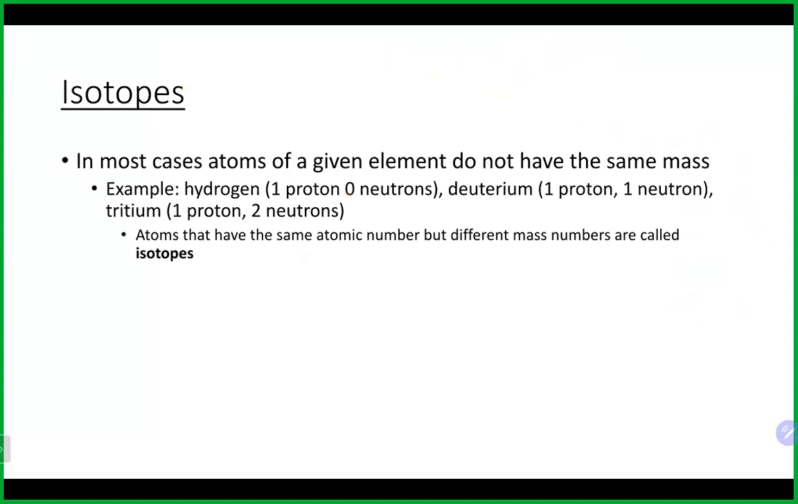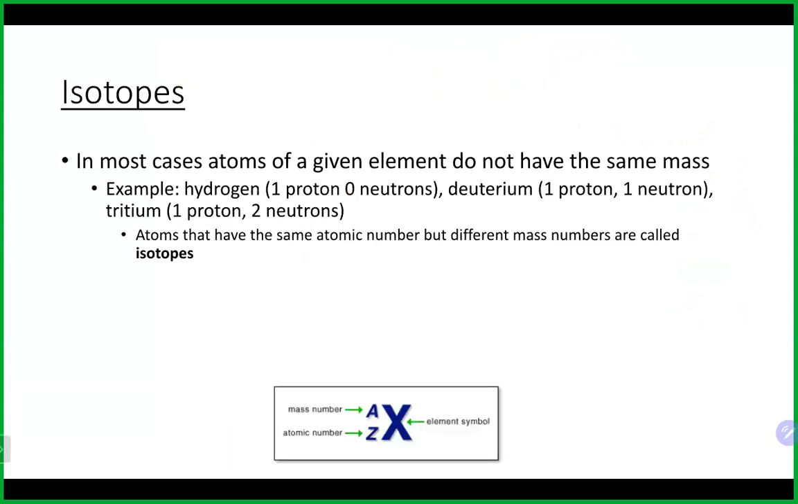All right. Now, in most cases, and one of the things that we saw, atoms of a given element do not have the same mass, and that is what isotopes are. So that's one of the things that Dalton's atomic theory was incorrect about. Isotopes are the same element, but they have different masses.